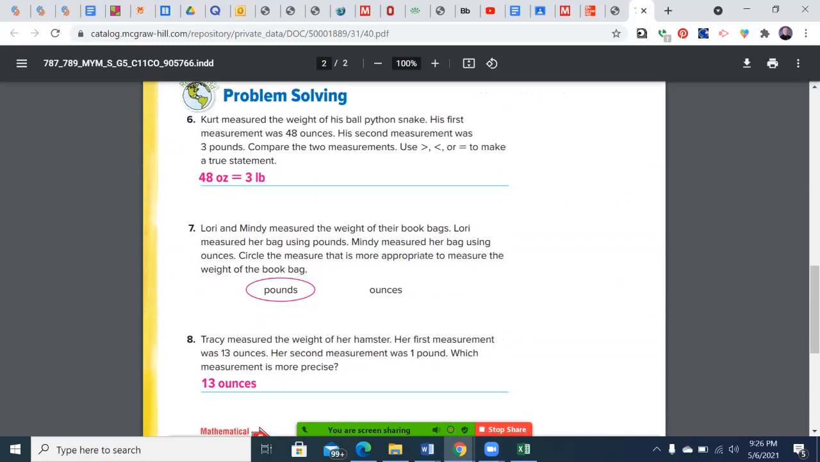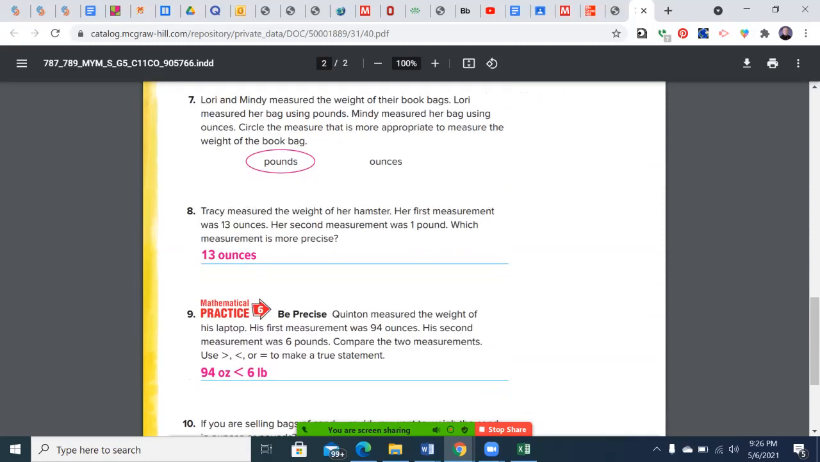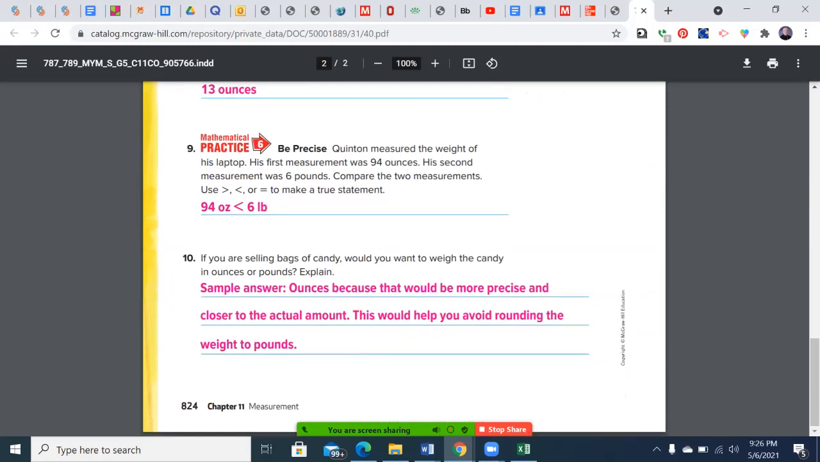See here, 48 pounds equals 3 pounds 13 ounces, 94 ounces is less than 6 pounds. And then an explanation could include something along the lines of ounces, because that would be more precise and closer to the actual amount, to help you avoid rounding the weight to pounds.